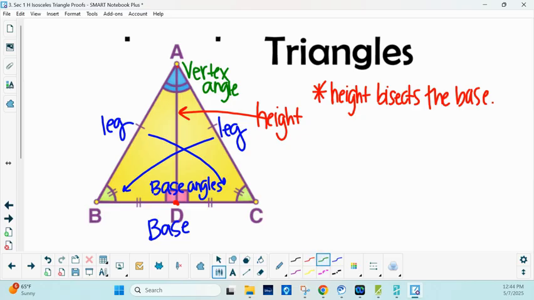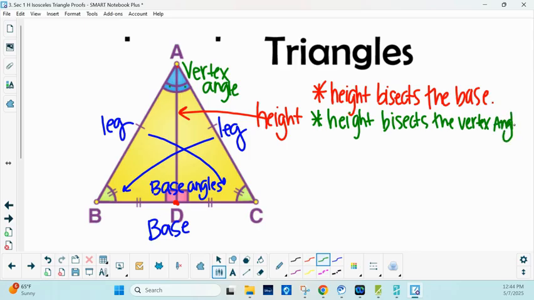Now the second thing it does is it also bisects the vertex angle. So it's going to make two equal angles at the top. So it also bisects the vertex angle. Cuts it in half into two equal pieces. So it makes two congruent pieces there. And the other cool thing, so now that we've got two angles congruent up here, we've already got base angles congruent, now we've got these sides congruent.